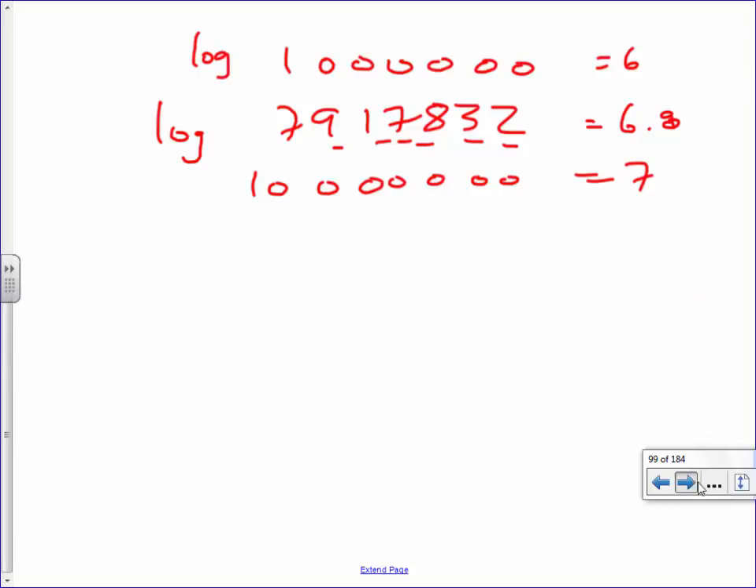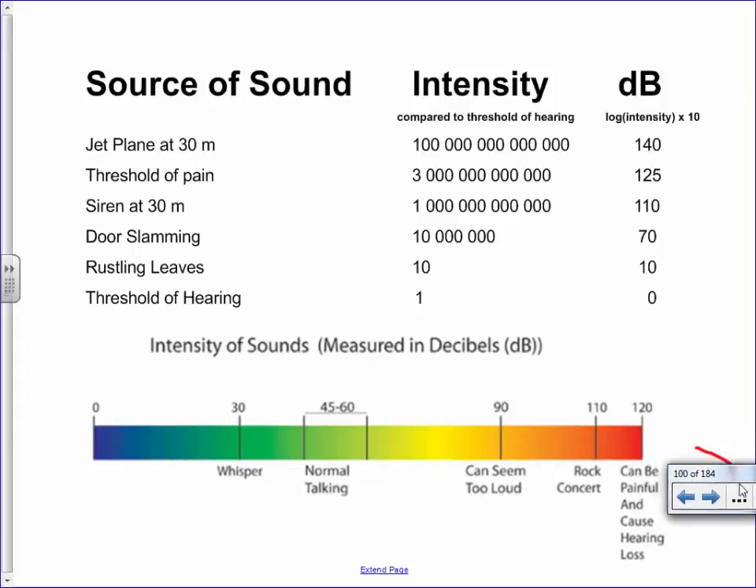Let me show you another example where this gets used. You guys ever heard of the decibel system for how loud something is? Like 120 decibels is really loud. 80 decibels is kind of loud. Here, I have some stats, and I also have a picture here. If you talk at 30 decibels, that's basically a whisper. I'm doing normal talking right now, so that's probably about 45, 60 decibels. If you go to a rock concert, it's about 110 decibels.